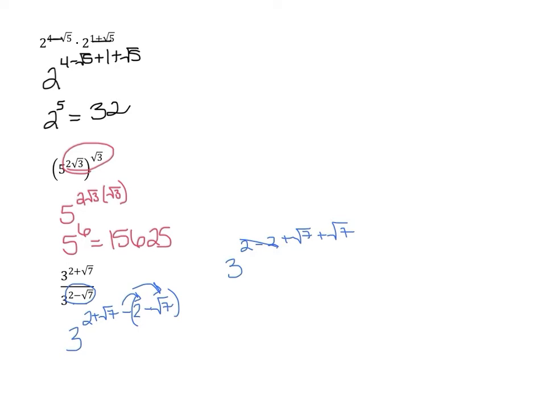2 minus 2 is 0. I get 3 to the power of 2 times the square root of 7. And I can leave my answer just like that.